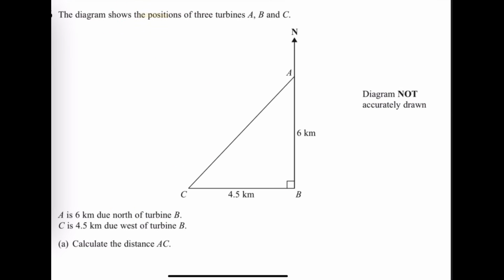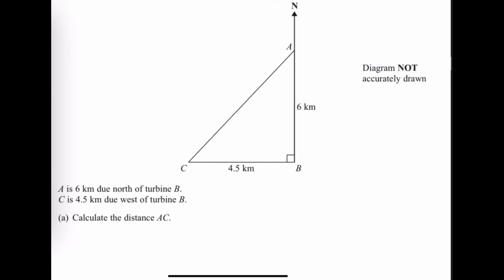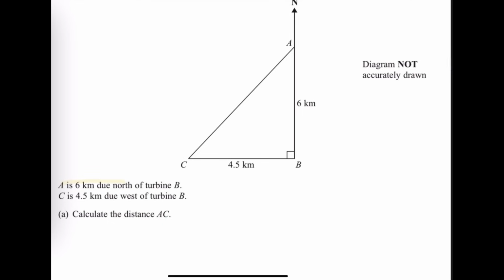Question 6. The diagram shows the position of 3 turbines A, B, and C. A is 6 kilometers due north of turbine B. C is 4.5 kilometers due west of turbine B. Calculate the distance of AC.